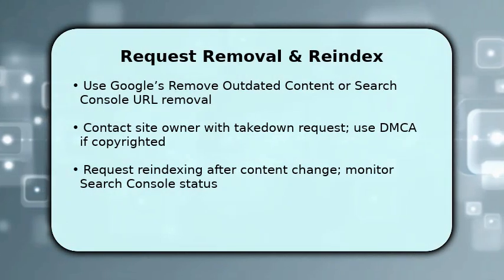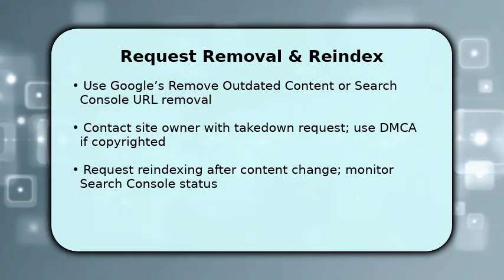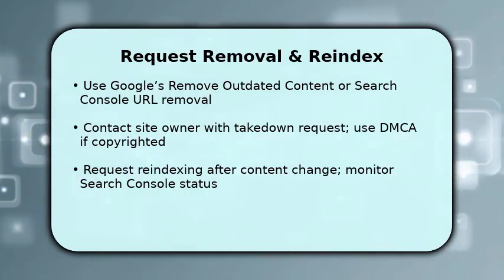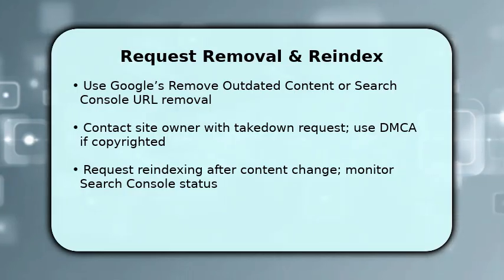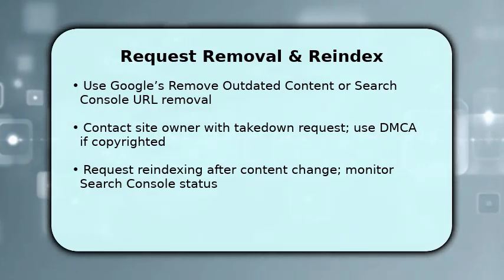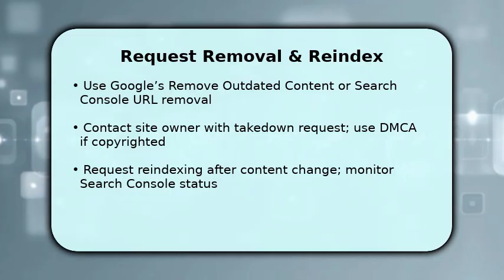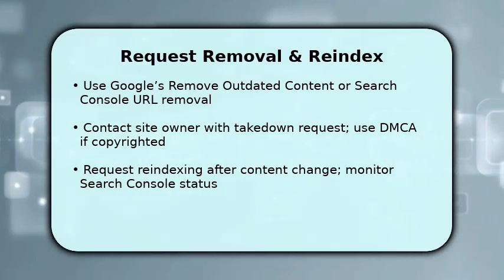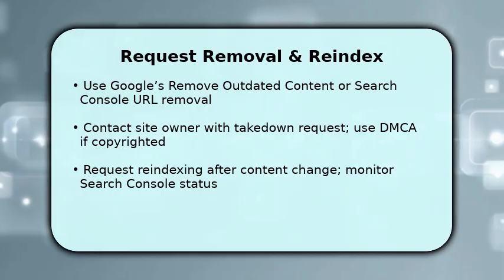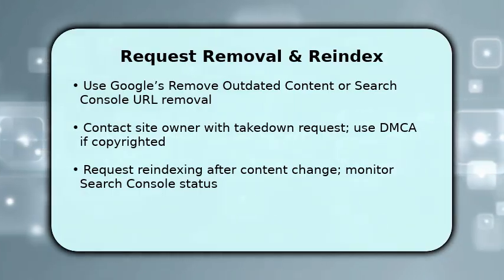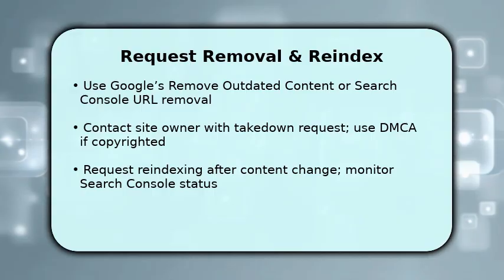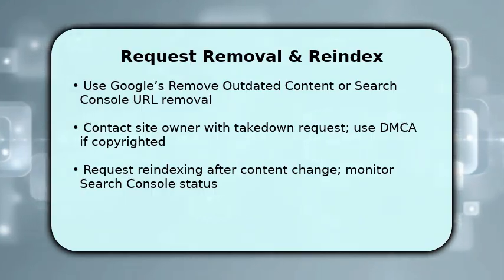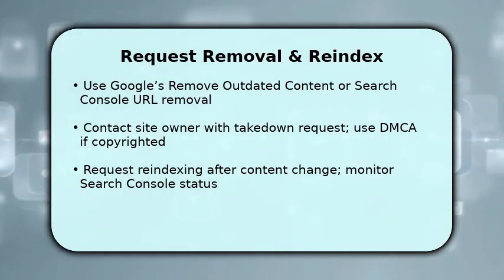Next, submit formal requests. If you removed or changed content, use Search Console's URL inspection to request reindexing. If the snippet persists, use Remove Outdated Content. For third-party pages, first contact the site owner with a clear takedown request and evidence, and escalate with a legal claim only when necessary. Make sure to document each request and follow up.